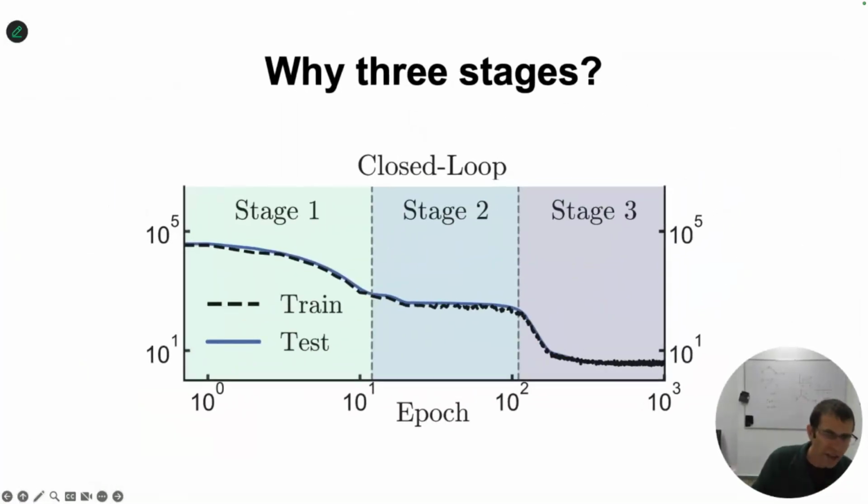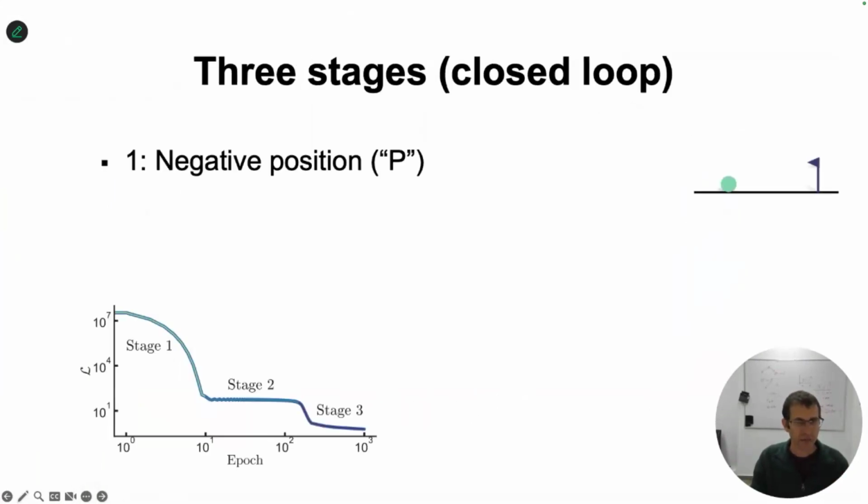Excellent choice. Why 3 stages? So we see that there's a rapid decrease, a plateau, and then a third stage where we really drop the loss. Okay, the first stage is really a P in a PID controller, or a negative position. This is sort of saying, look, if the goal is to your right, I better push you to the right and not to the left. And that's quite a nice insight that will really drop the loss compared to pushing it in the opposite direction.